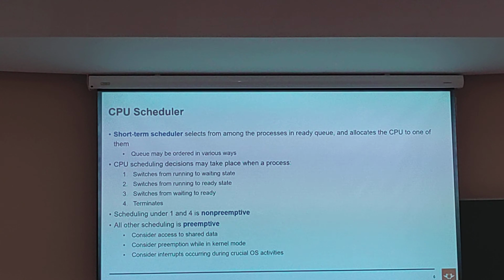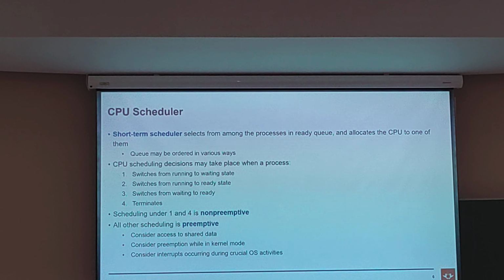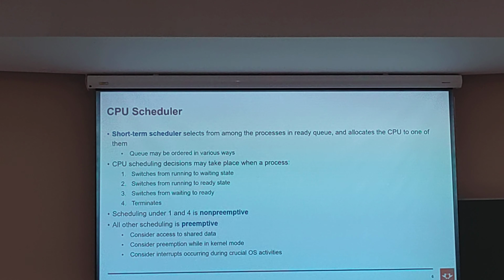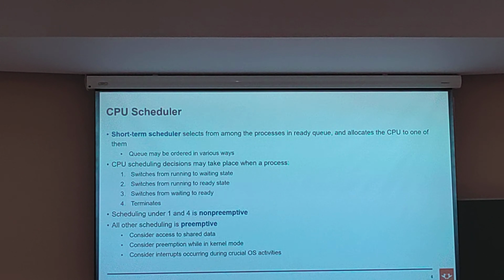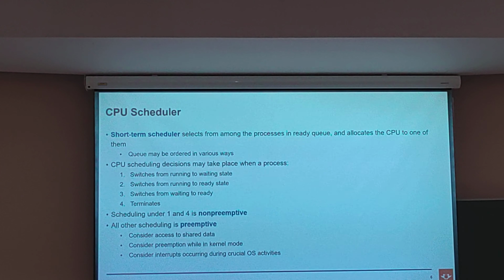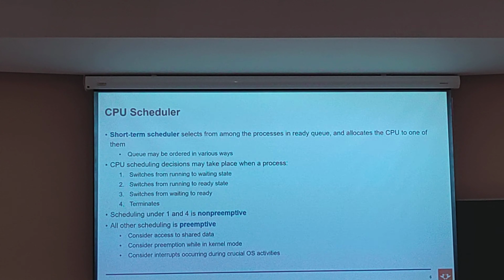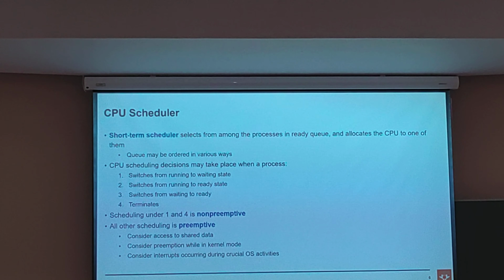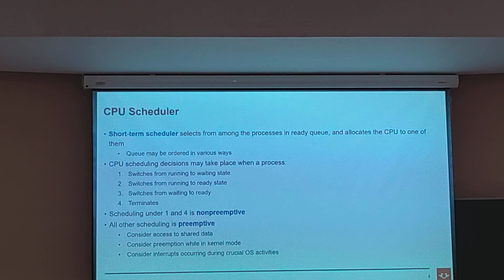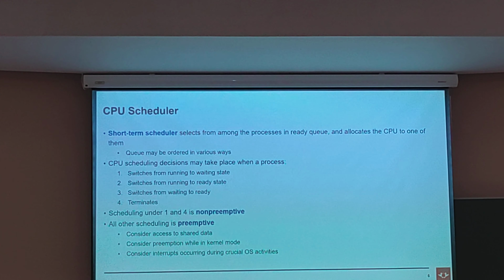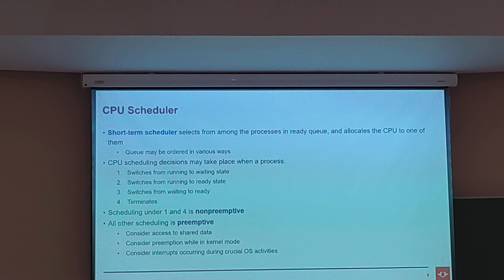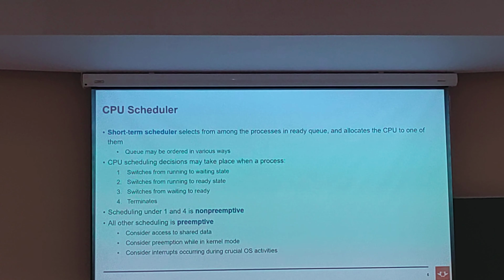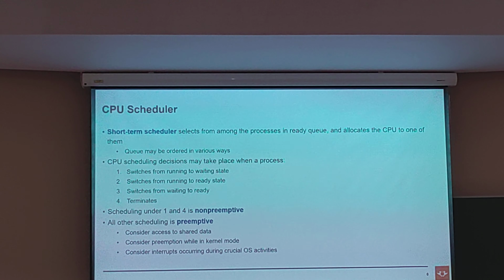Anyway, let's talk a little bit about the short-term scheduler we've seen. It selects from the processes on the ready queue. The queue is not ordered. The order of the queue is not important in most cases, but in other cases it can be. So we'll see why that is, a reason why it's important. There are 4 times when the CPU scheduler gets involved.